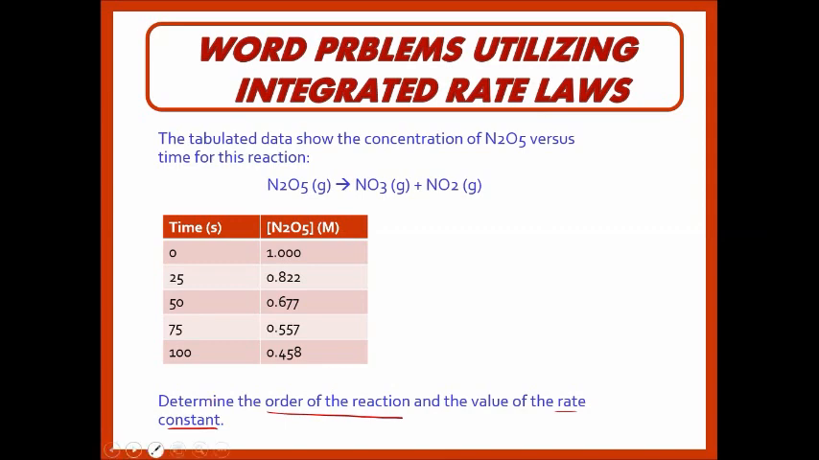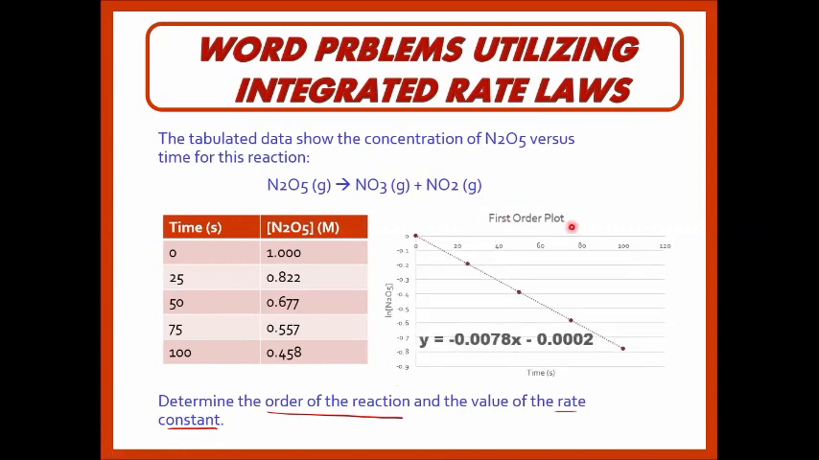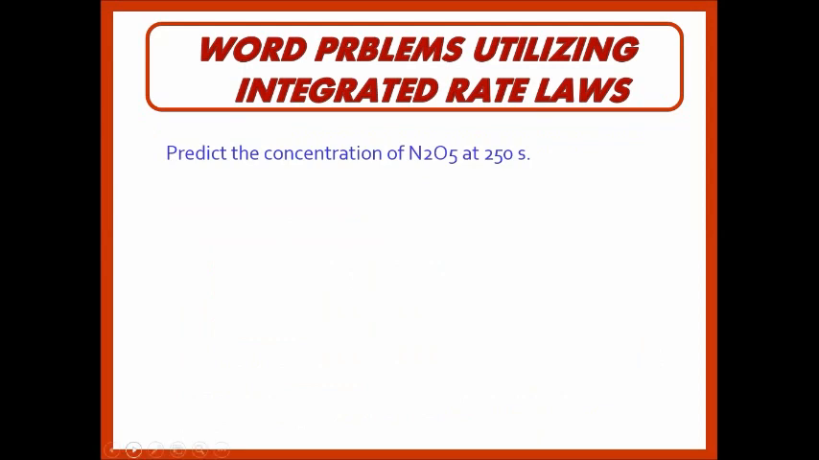I was able to determine this was a first order reaction because when graphing time versus the natural logarithm of the reactant concentration, we had a linear relationship. And here's the equation for the line that was obtained. And so we know the order of the reaction now is the first order reaction, and the value of the rate constant, remember, is going to be equal to the opposite of the slope. So our K is equal to 0.0078 1 over seconds.